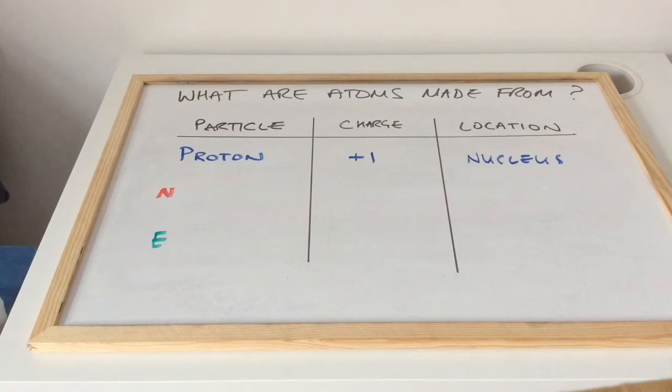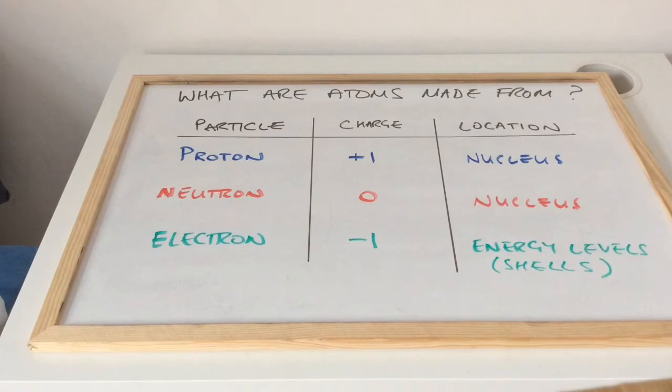So the first particle we'll look at is the proton. Protons have a charge of +1, and they are found in the centre of the atom, which is called the nucleus. Next we have the neutron. Neutrons have no charge, and they are also found in the centre of the atom, the nucleus. And the third and final particle is the electron. That has a -1 charge, and that is found in what we call energy levels, or you can call them shells, and they are located around the outside of the atom, so outside of the nucleus.